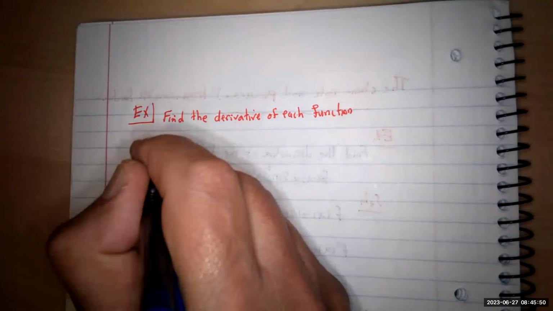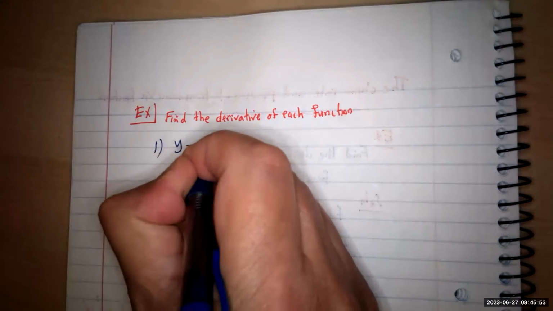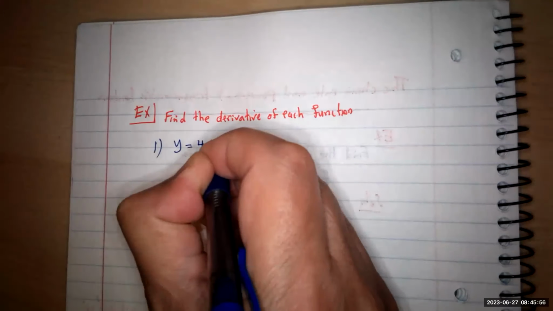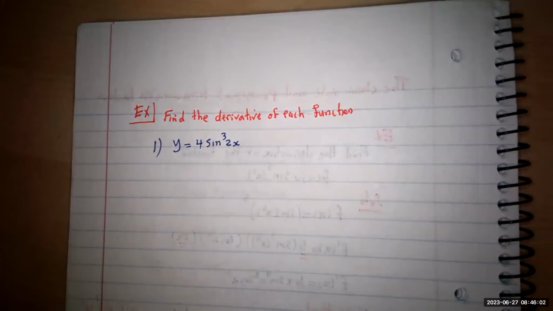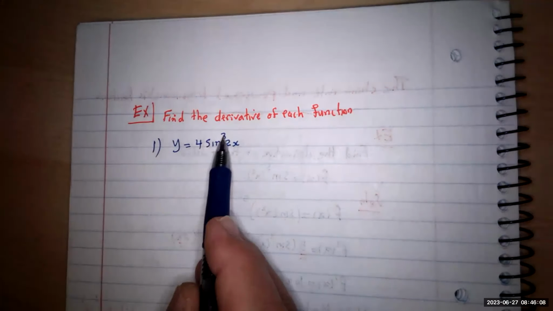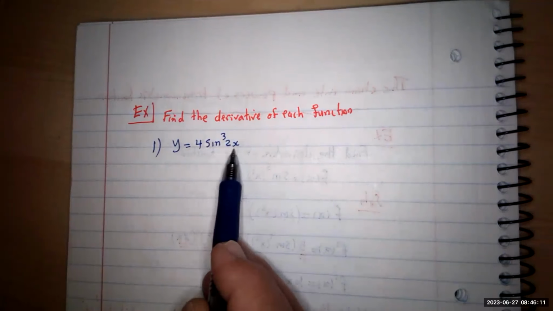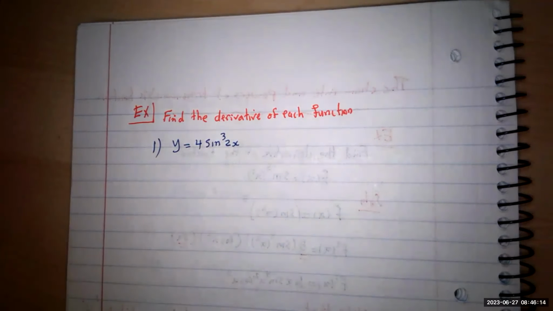This is the most general type that we're going to have. You will see one of these on your next quiz and the test that we're going to have. Okay, the first one: y equals 4 sine cubed of 2x. You see that's going to be the one. As you can see, this is a composition: you have a power function, you have the trig function, and you have the u function. So you differentiate each one of them, multiply them together, and simplify.